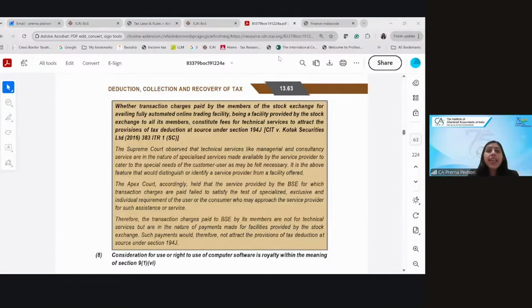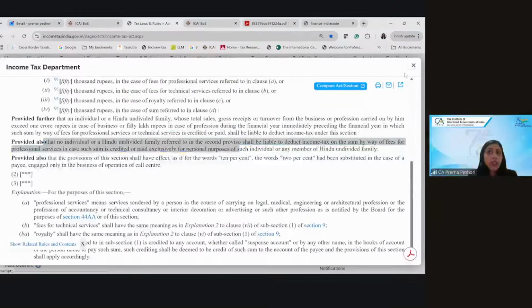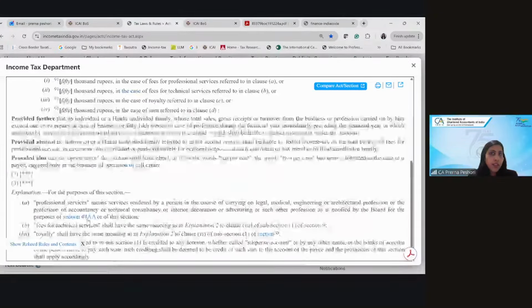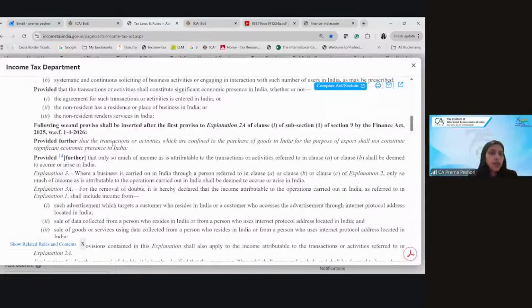Okay. Next is consideration for the use or right to use of a computer software as royalty. As I said, royalty is defined under section 9(1)(vi). If you go to that section, we will learn that in the international tax class also. So section 9(1)(vi) defines the term royalty. Let me show you.